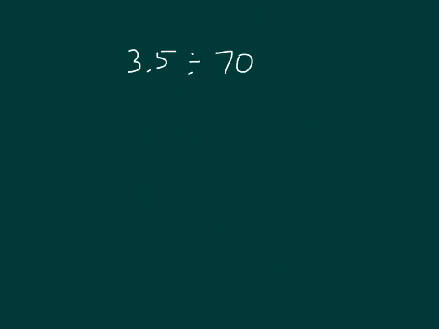Here I have 3 5/10 divided by 70. I'm going to go ahead and express 3 5/10 as tenths. So that's worth how many tenths? 35 tenths. Correct. And that's still divided by 70.